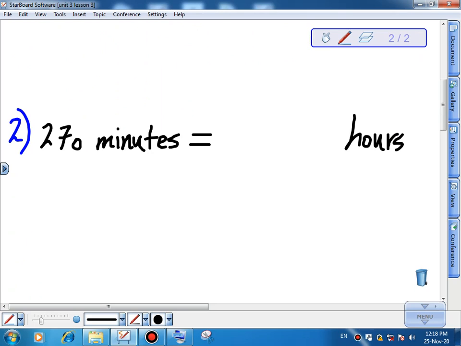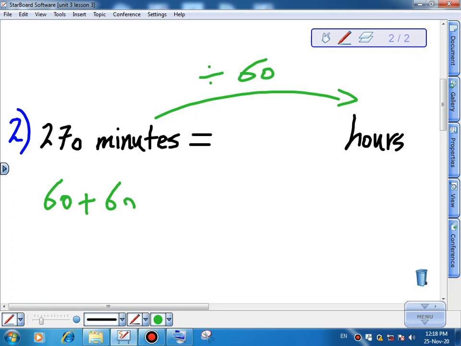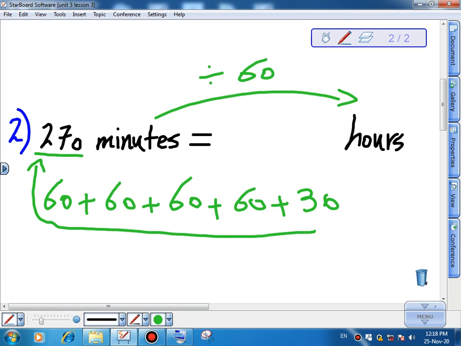270 minutes equal blank units from the smallest to greatest. Divide by what? Divide by 60. If I need to get this, divide 270 into equal hours. It will be 60 plus 60. Like puzzles, divide 270 into equal hours like this: 60 plus 60 plus 60 plus 60 plus 30. This number formed 270, it will be 1, 2, 3, 4, 4.5 hours.